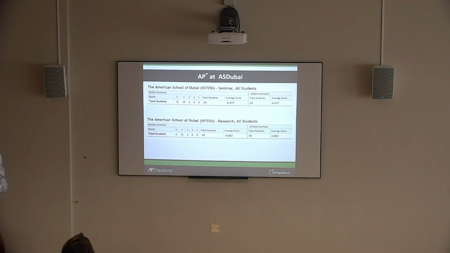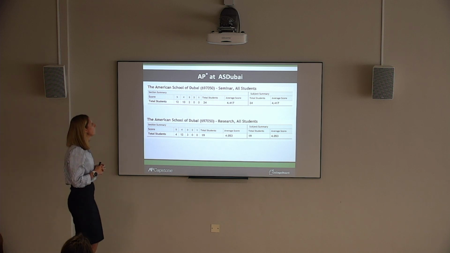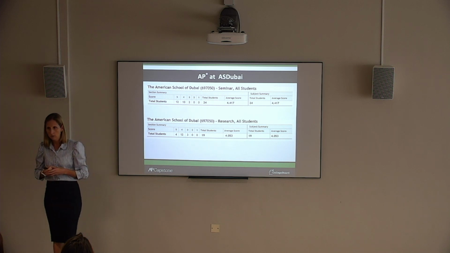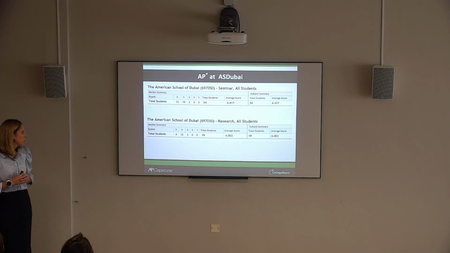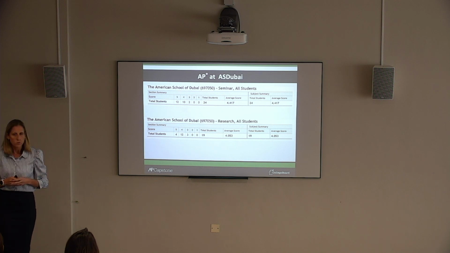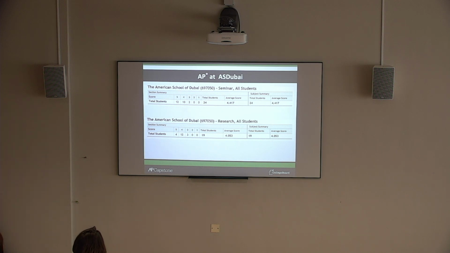So with AP Seminar and AP Research, these are statistics from last year. Our students are doing extremely well with an average score of 4.4 out of 5 for Seminar, and with Research, 4.053. So we're getting exceptional results in these two courses.